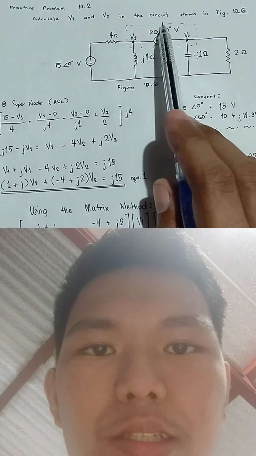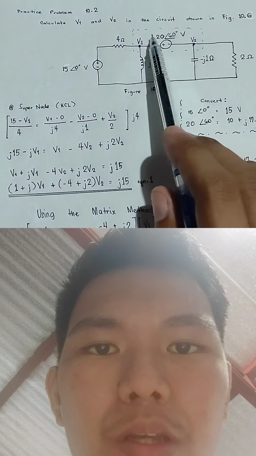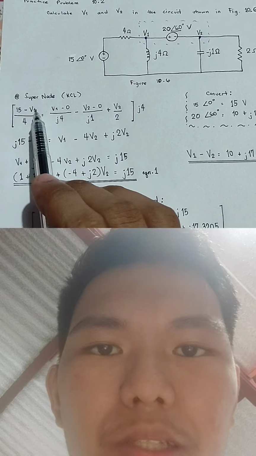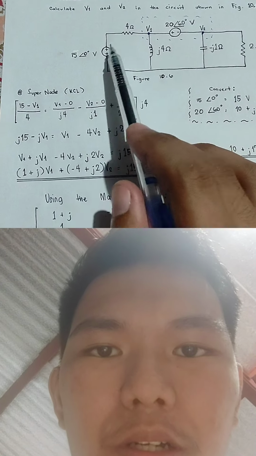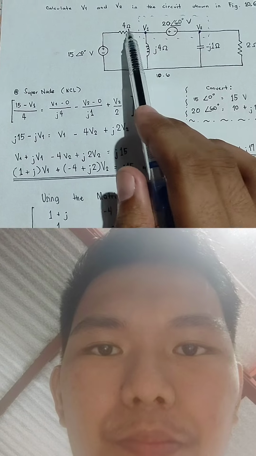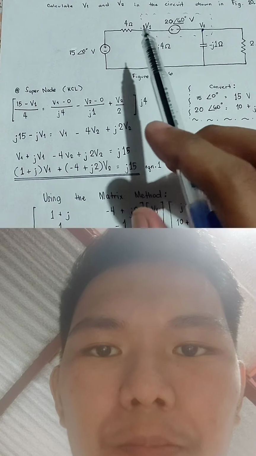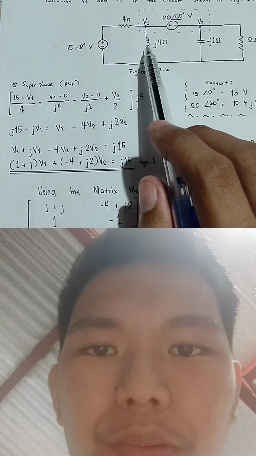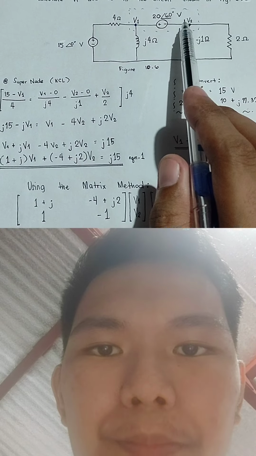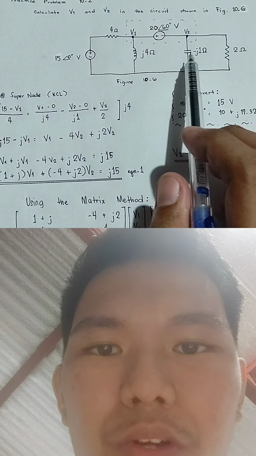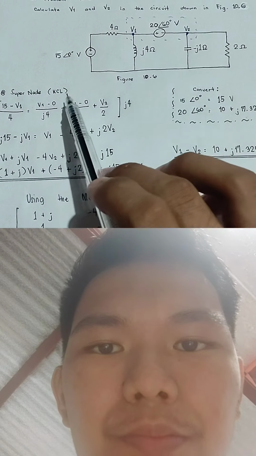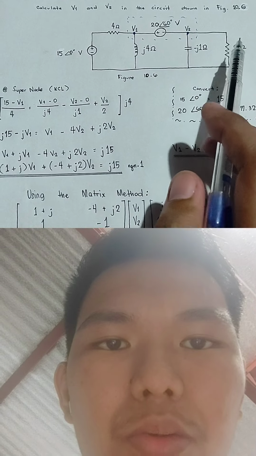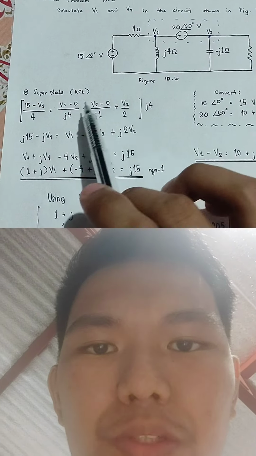As we can see, this is a super node. We will solve the super node using KCL. 15 minus V1 over 4 equals V1 minus 0, the ground, over j4, minus V2 minus 0 over negative j1, already here, plus V2 minus 0 over 2 ohms.